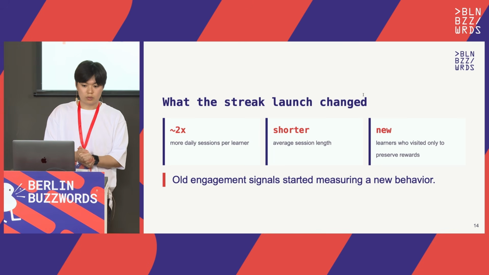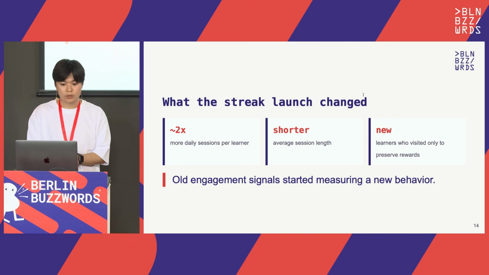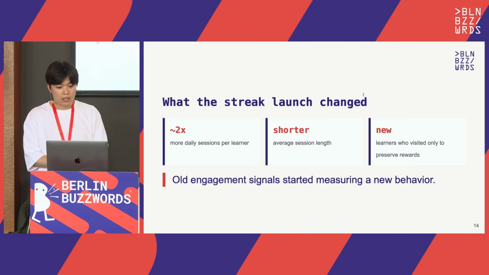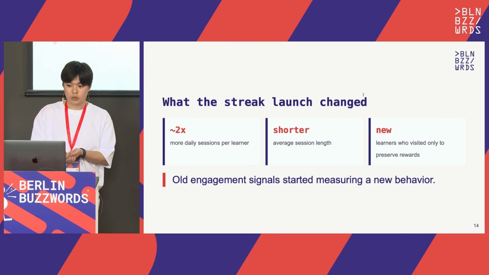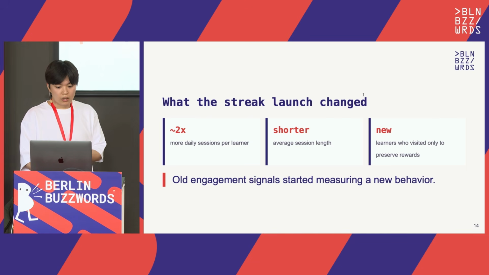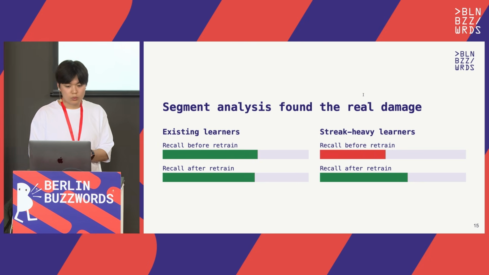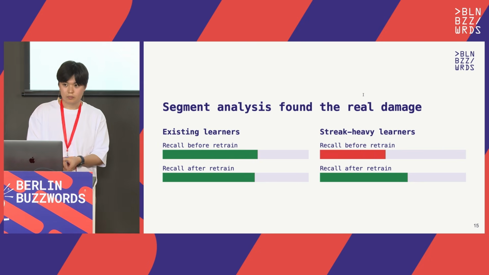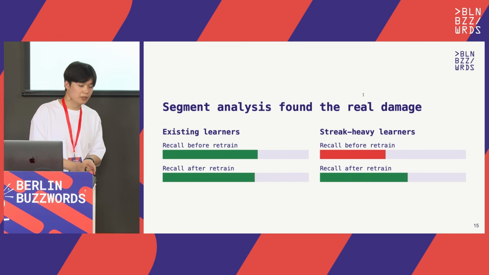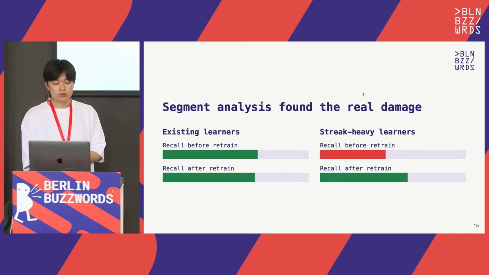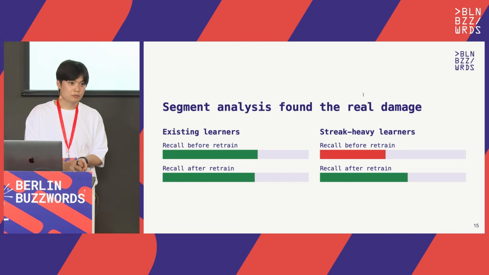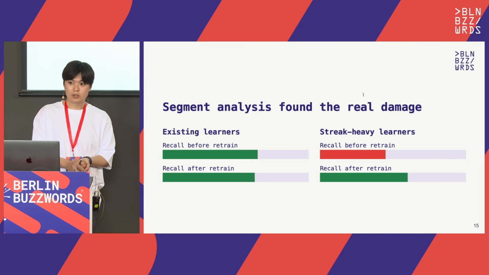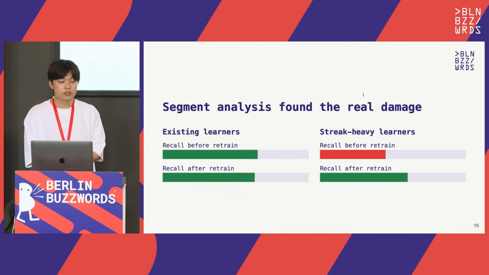Approximately it was two times more sessions per learner per day, and the average session length became shorter. So we also added the new data. We understood that we cannot use the model for long without retraining it. So we need to continuously and regularly retrain the model.